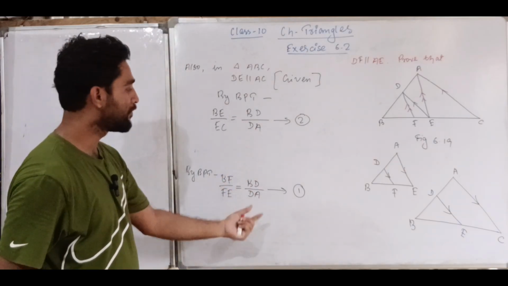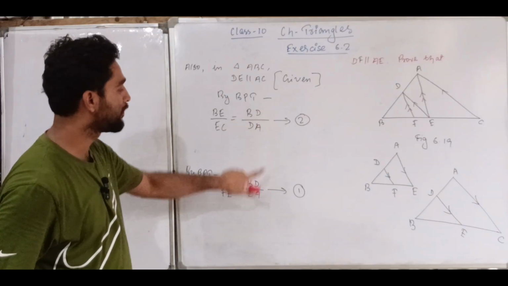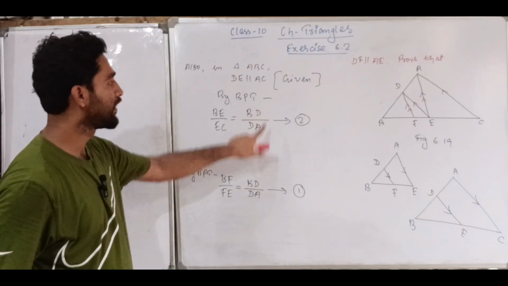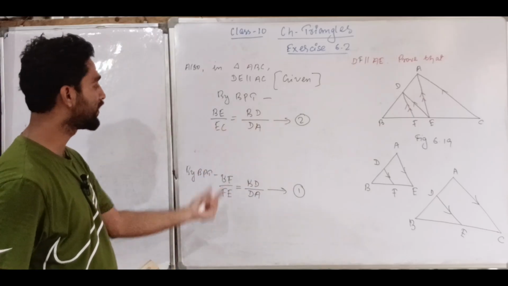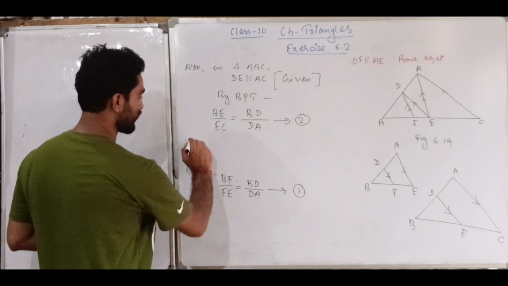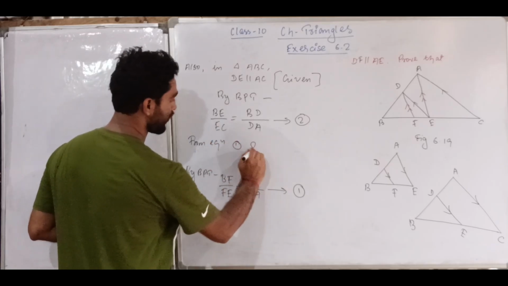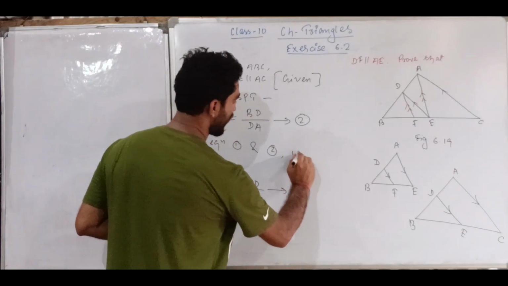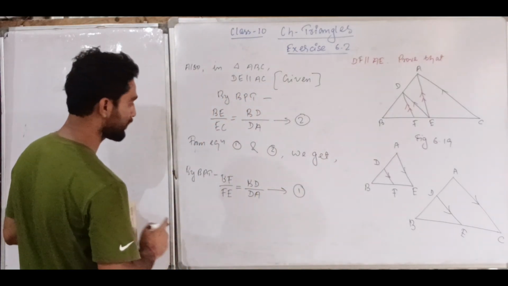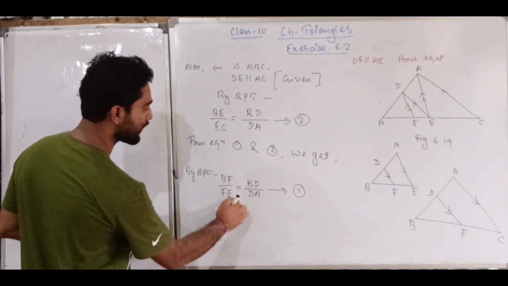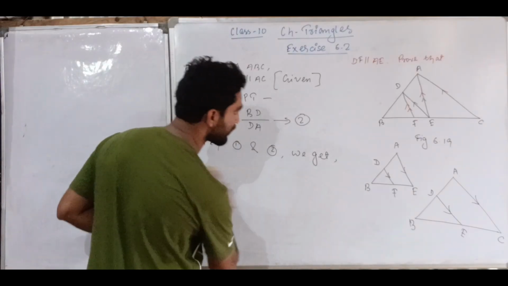Now if we observe both the equations, in both the equations the right hand sides are the same: BD divided by DA, BD divided by DA. If in two equations the right hand sides are the same, we can equate the left hand sides. So from equations 1 and 2 we get BF divided by FE will be equal to BE divided by EC.